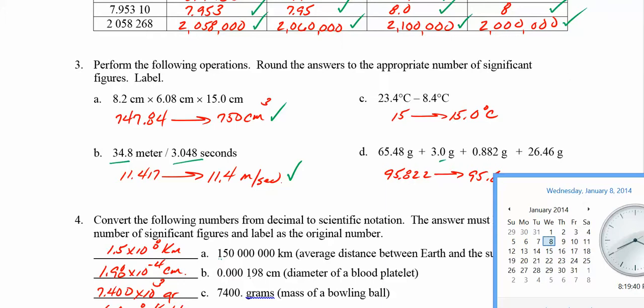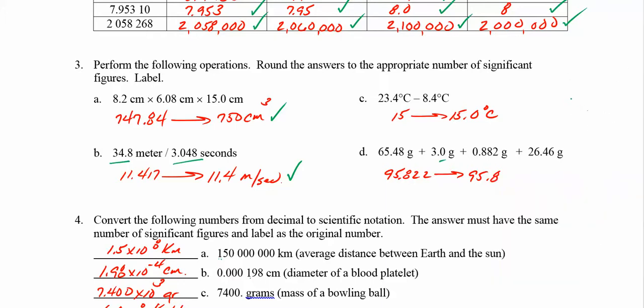We've got 23.4 minus 8.4. Remember, the rules for addition and subtraction are a bit different. When we have addition and subtraction, we look to the last decimal. In this case, 4 and 4, I look to the number after the decimal. This is the nearest tenth, so I can only have an answer to the nearest tenth. My actual calculator screen shows 15 just like that. But I'm going to write it as 15.0 because I want one number to the right of the decimal. So 15.0 would be my answer.